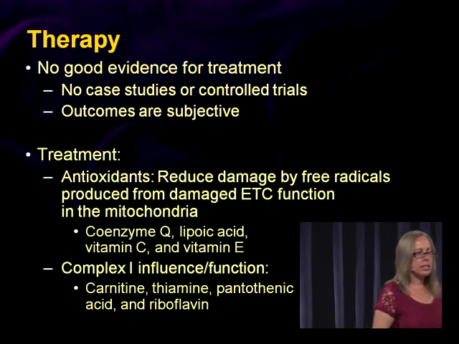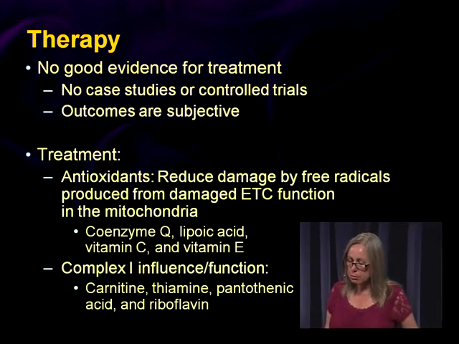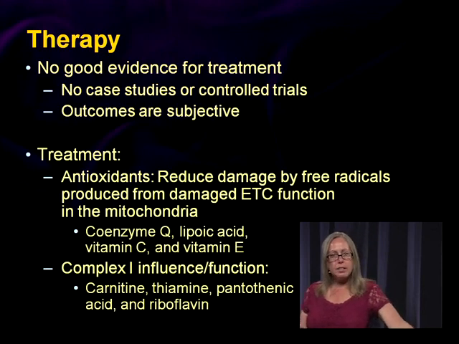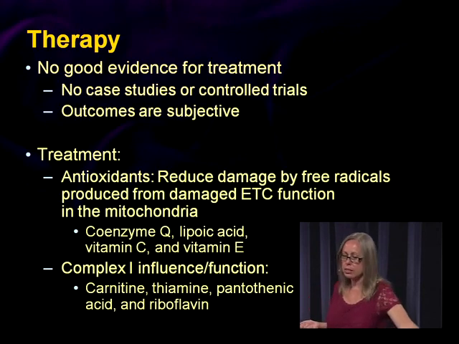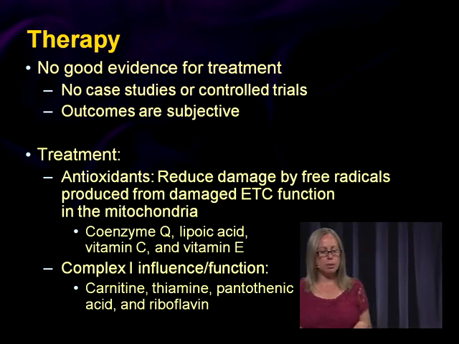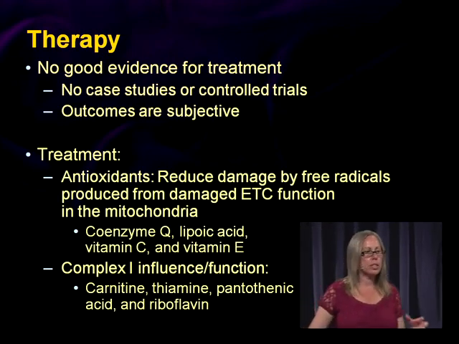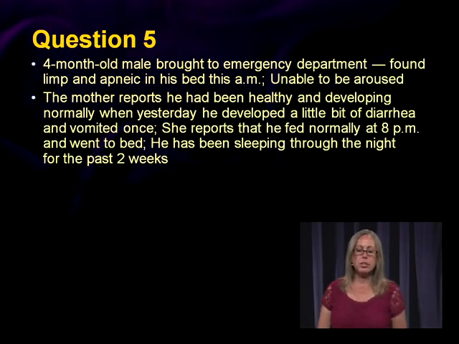But we do like to give people things because it makes us feel better, even if it doesn't make our patients feel better. So give them antioxidants to help with their free radicals and reducing damage: coenzyme Q, lipoic acid, vitamin C, vitamin E, and then trying to stabilize your complex 1 with carnitine, thiamine, pantothenic acid, and riboflavin, so a mitochondrial cocktail.